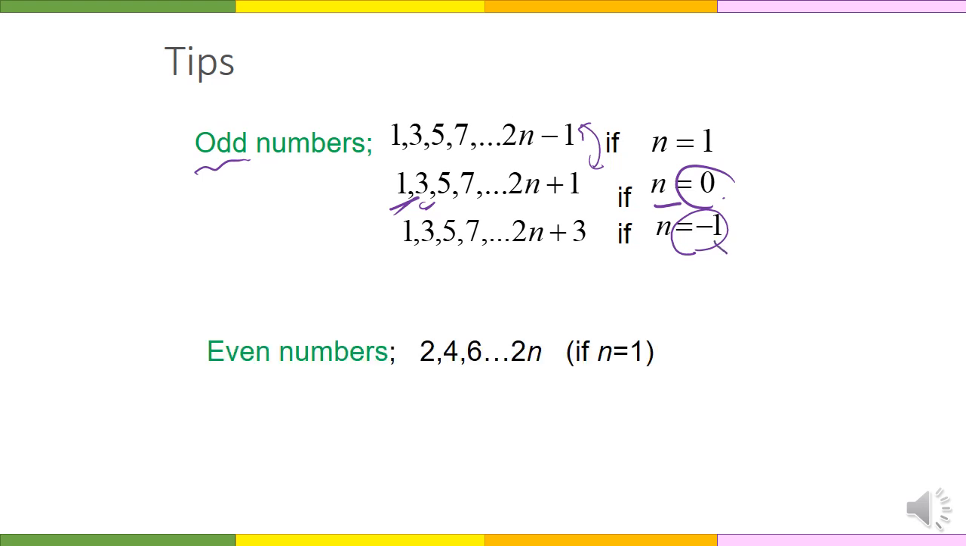Okay, how about the even numbers 2, 4, 6 and so on? They can be represented as 2n. So this is the usual representation of even numbers. Or you can use 2n plus 2 if n starts from 0. Another example is 2n plus 4 if n starts from negative 1.